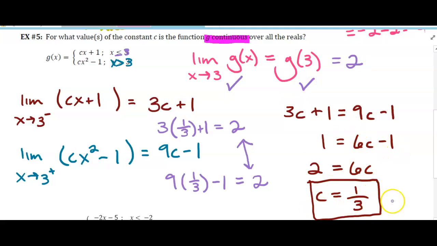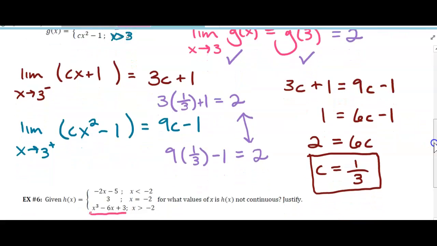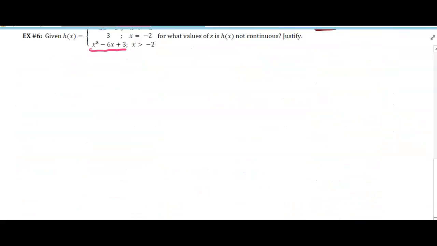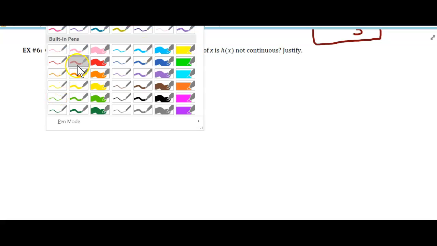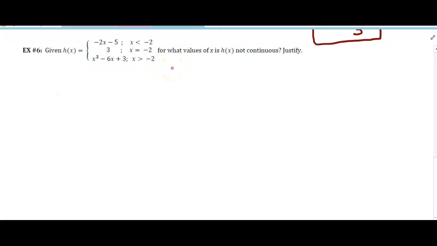And this is super, super common on AP for you to find this value, this constant, that will make your piecewise function continuous over all the real values. Okay, let's try one last example before we finish up. We have a piecewise, and it says, hey, for what values of x is h of x not continuous? Again, before I actually get into doing any work, I just want to think about what I'm dealing with here.